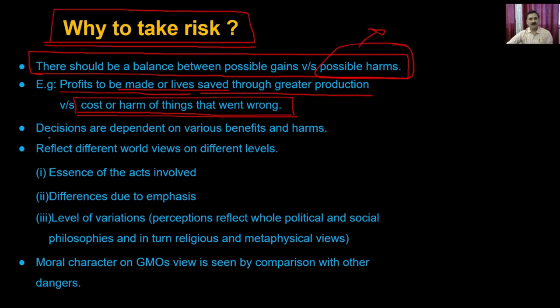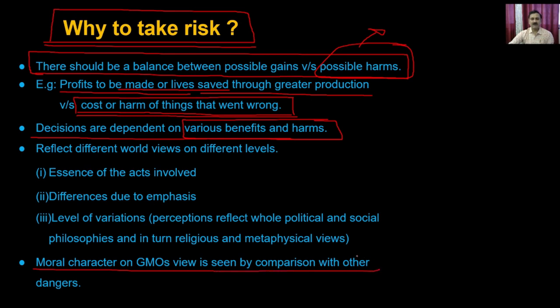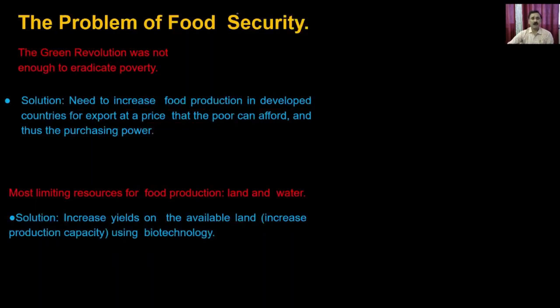So the decision whether you take this particular type of risk depends on the balance between the benefits as well as the harm. And so the moral character of genetically modified organisms has to be seen in comparison with other kinds of danger, and that's how you might have to consider the different types of risk and different types of ethical issues. But why is there a need to take the risk? There is a need to take a risk, and I will explain that with the help of a particular example.